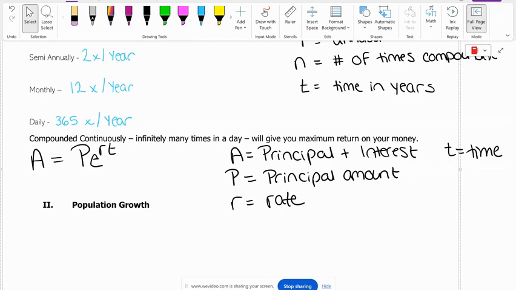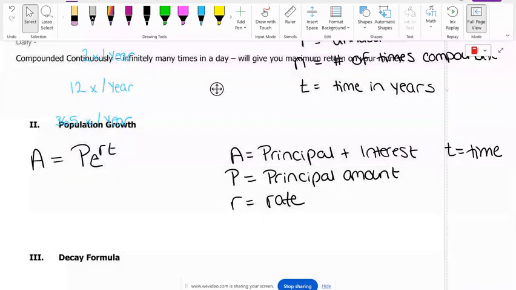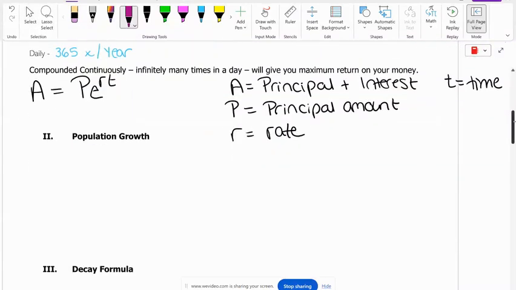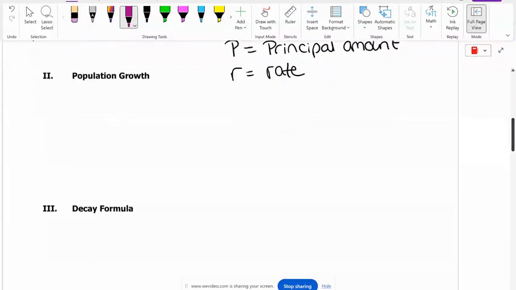All right, population growth. So for population growth, our formula is going to be N of t, so N in parentheses t, is equal to N sub 0 times e raised to the kt power.